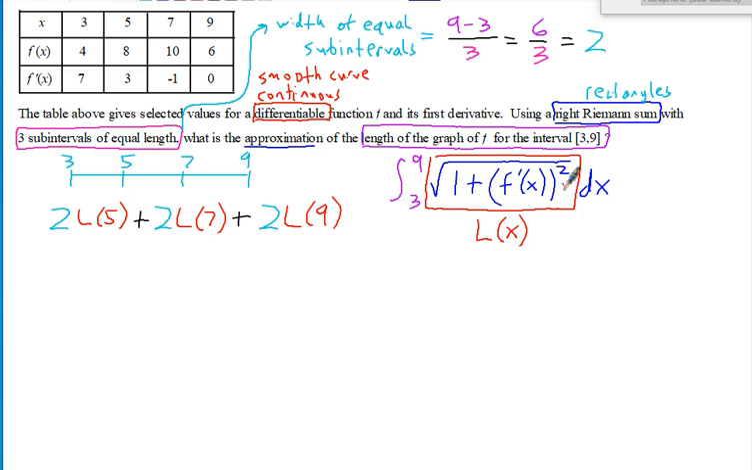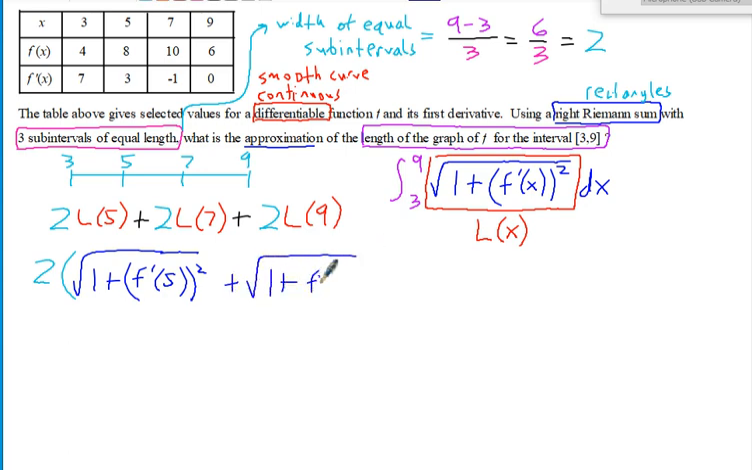This is called the integrand, what we're integrating here. And to make it a little simpler, notice since they have equal widths, you can actually factor out the 2 in front. And then when you substitute in 5, you'll have the square root of 1 plus f prime of 5 squared, plus the square root of 1 plus f prime of 7 squared, plus the square root of 1 plus f prime of 9 squared.